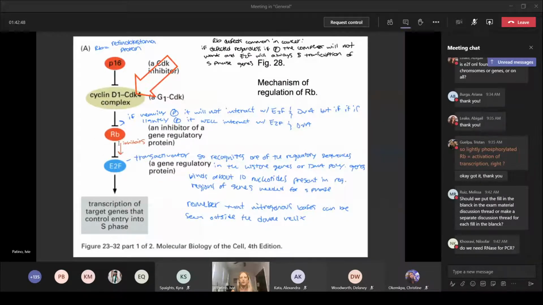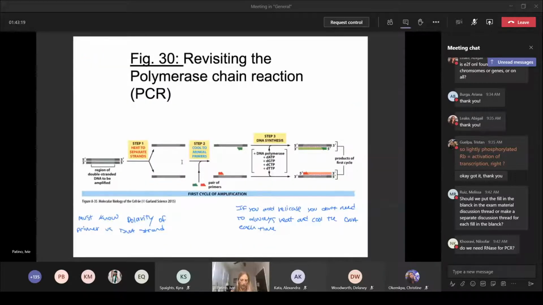RB will only inhibit E2F if it is lightly phosphorylated. If RB is heavily phosphorylated, it will not inhibit E2F, and that's when E2F is free to become a transactivator and recruit a HAT. Thank you. So we don't need RNase H for PCR because we're using a DNA primer.